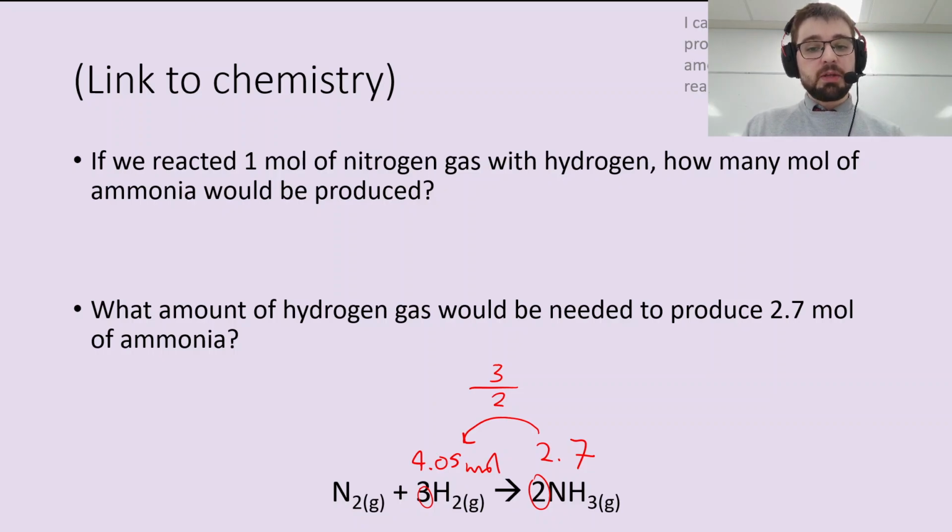Again, you could do the same thing with ratios and say it's a 3-to-2 ratio, so there's going to be 1.5 times as much hydrogen as there is ammonia. 1.5 times 2.7 is going to be 4.05.